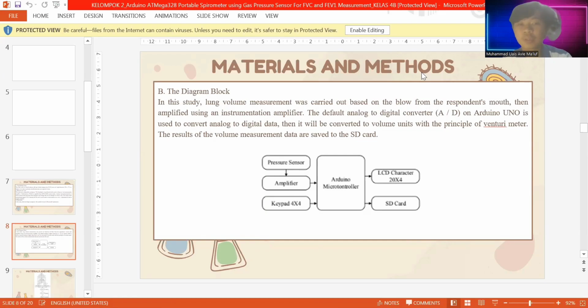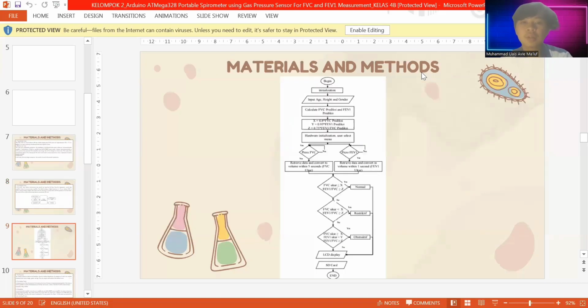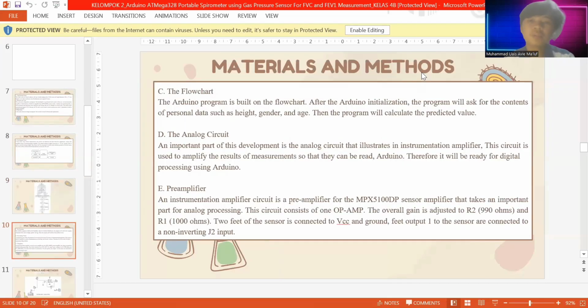This is a block diagram. Material and method. This is a flow chart. The Arduino program is built on the flow chart. After the Arduino installation, the program will ask for personal data such as height, gender, and age. Then the program will conclude the predicted value.